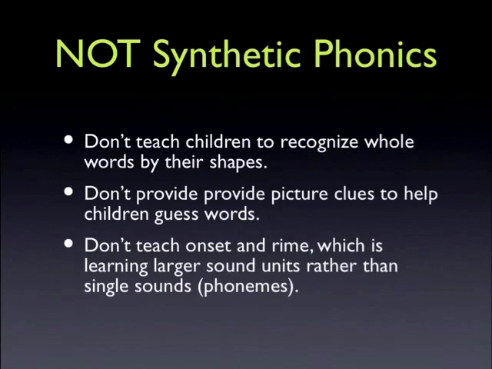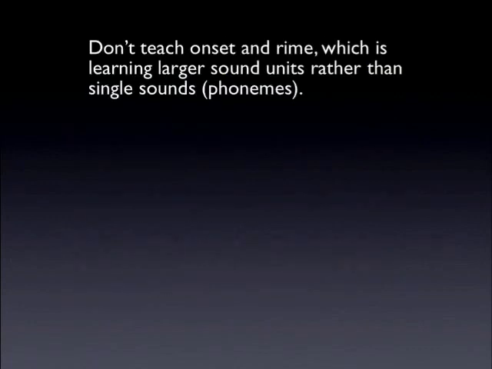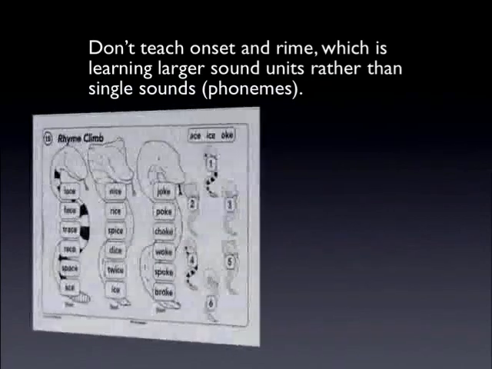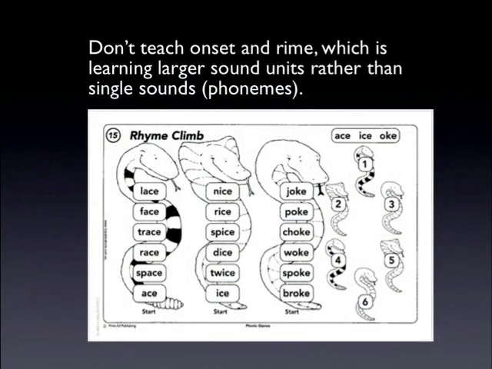Third method to avoid. Don't teach onset and rime, which is learning larger sound units rather than single sounds, phonemes. In this example, in the first column, the first word has the onset l and a rime of ace. The pages teach 3 rimes, ace, ice, and oak. Just imagine how many rimes students will need to learn. This example has just 3 of hundreds.